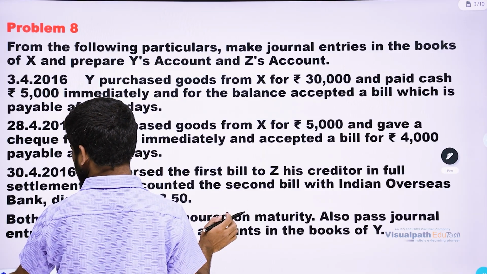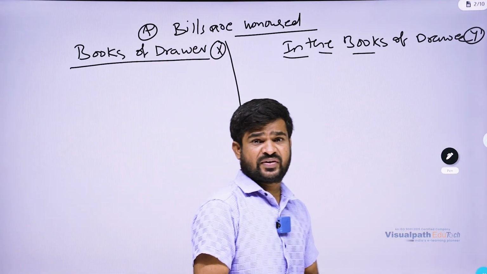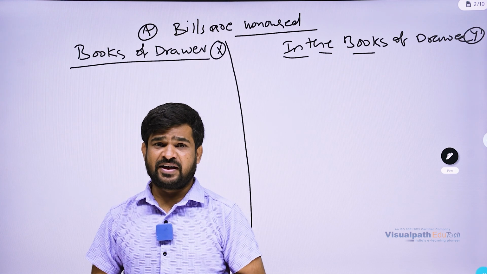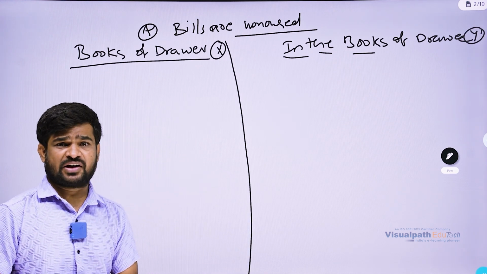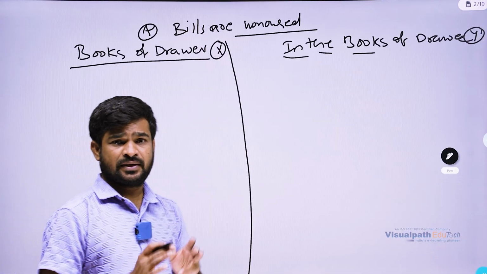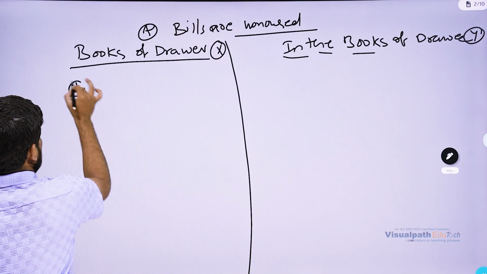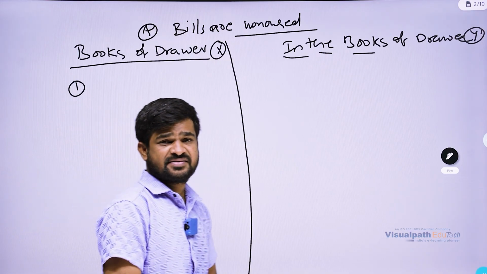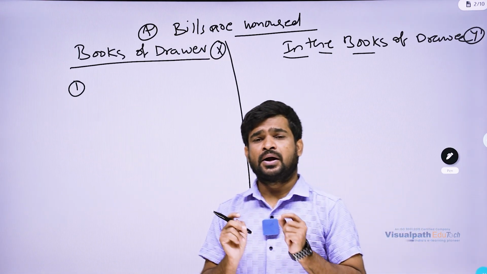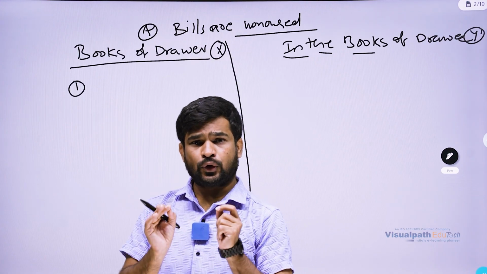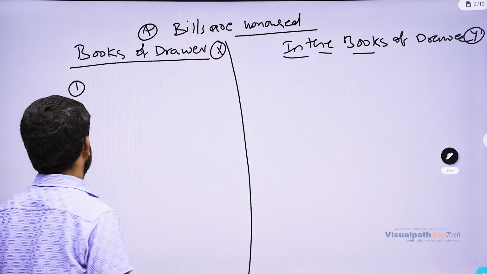The drawer utilizes the bills in three ways, whereas the three bills he has utilized in three ways. The first bill he has held, the second bill he has sent to the bank for collection, and the third bill he has discounted with the bank. Let's take them one by one here. First, when he holds the bill, is any entry required? No, there is no need of any entry when the bill is held by the drawer. So we will not write any kind of entry in the books of the drawer.